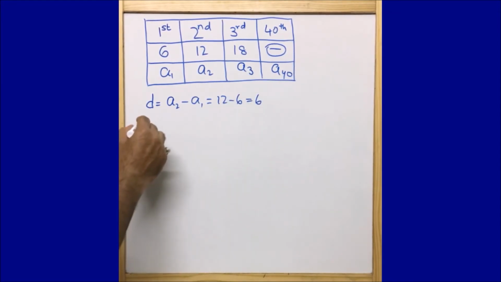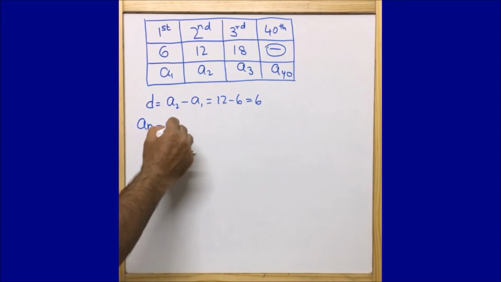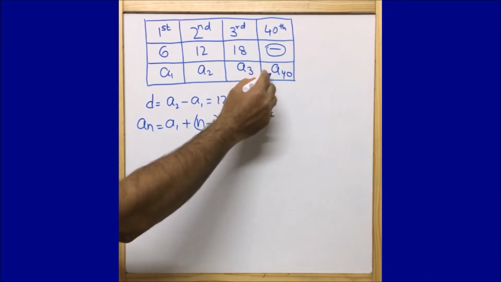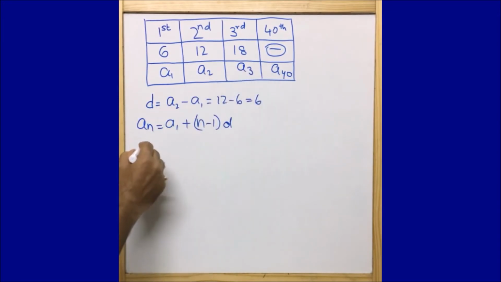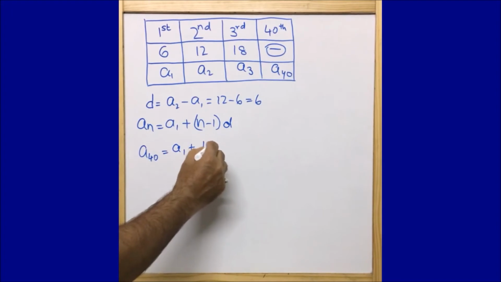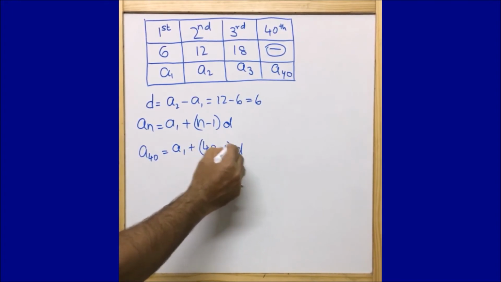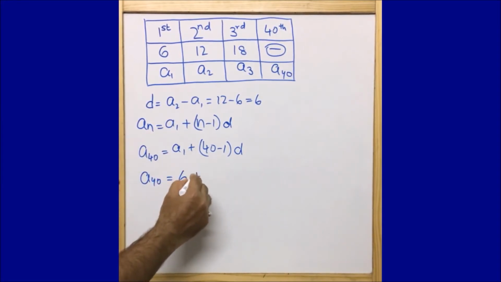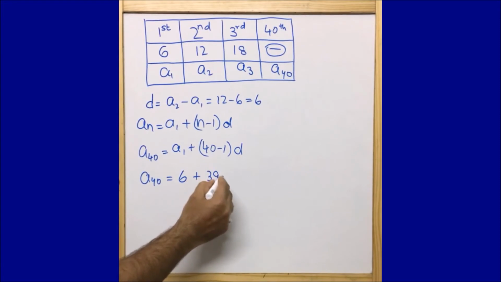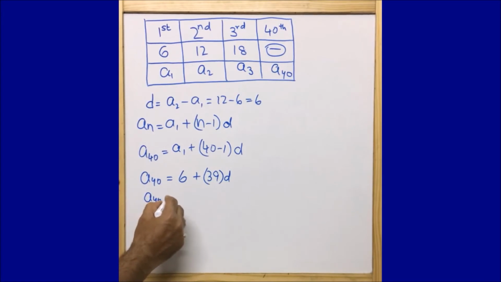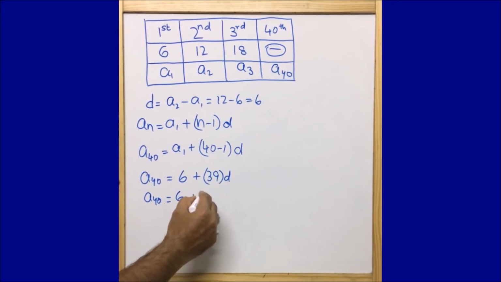Now putting in our usual formula, an is equal to a1 plus n minus 1 into d. Our main aim is to find out a40. So I can write a40 is equal to a1 plus 40 minus 1 into d, or a40 is equal to a1, which is 6, plus 39 d, or a40 is equal to 6 plus 39 into 6. d is nothing but 6.